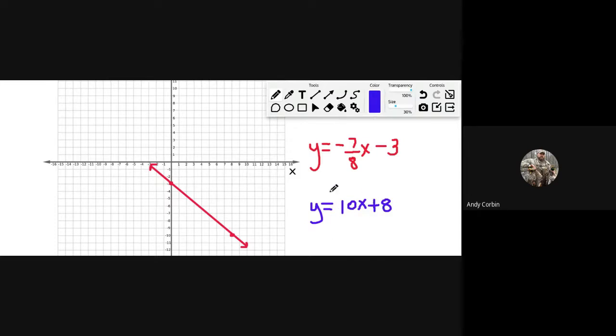All right, let's do the second one. This is what your equation should look like: y equals 10x plus 8. I know it's in slope-intercept form because the y is by itself, the slope is in front of the x, and the y-intercept is after the x. So what's the first thing I'm going to do? Jackson, what's the first thing you want to do to graph this line?